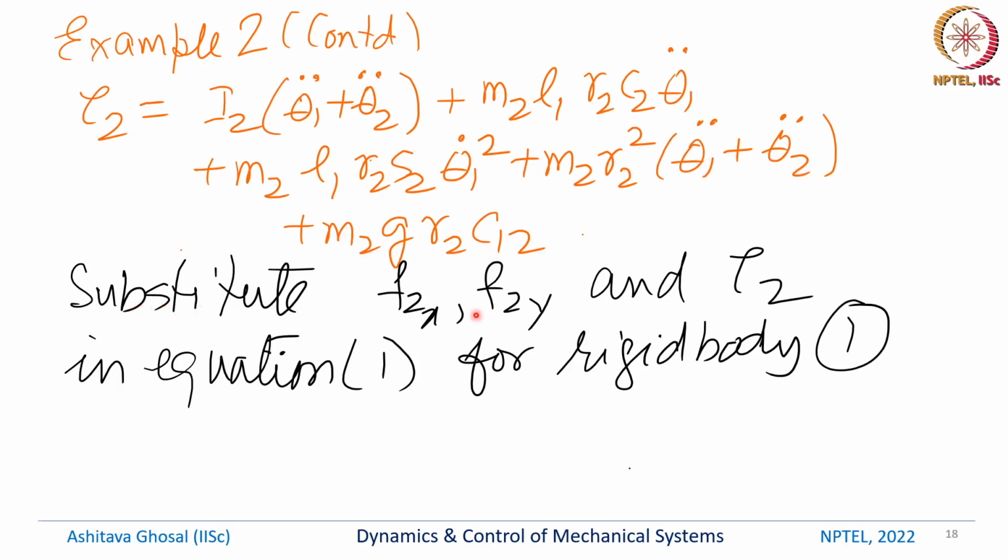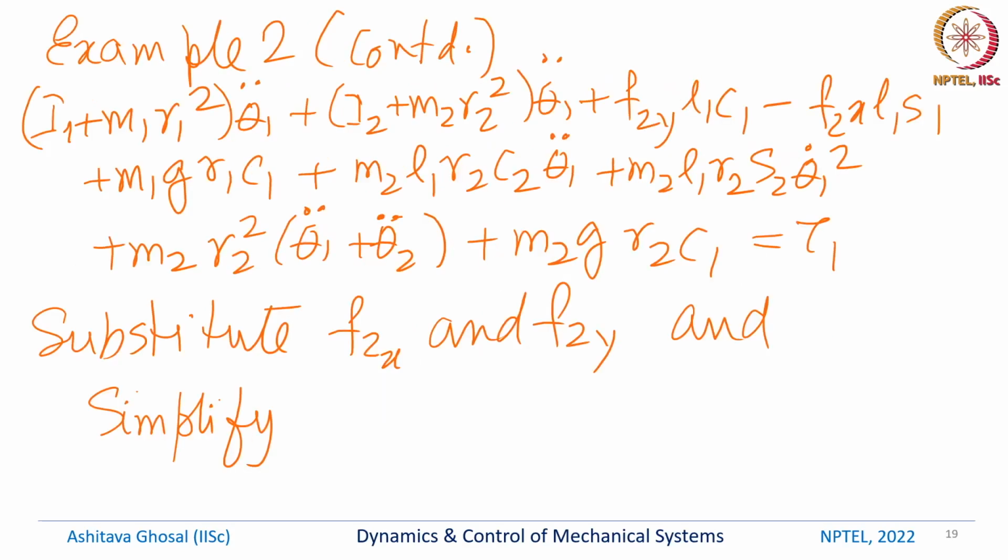So what is the next step? We substitute F2x and F2y, which we obtained in the previous slide, and tau 2, which is here in equation 1 for rigid body 1. If you substitute, you will get some terms: I1 plus m1 r1 square into theta 1 double dot, plus I2 plus m2 r2 square into theta 1 double dot, and then we have these previous terms F2y and F2x and so on. So we will substitute F2x and F2y and simplify.